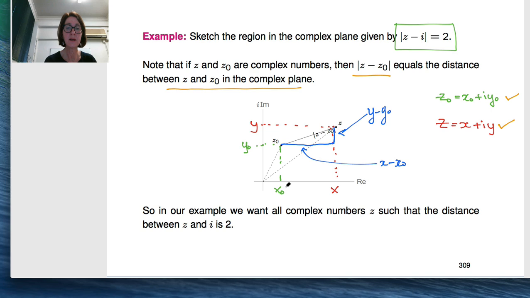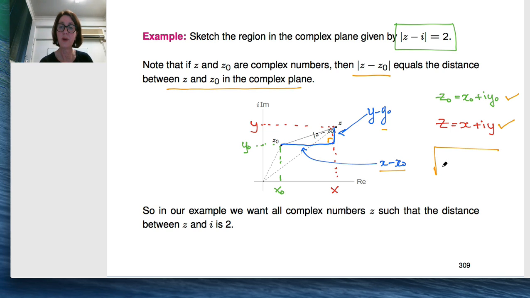So z naught has real part x naught and imaginary part y naught, and z has real part x, imaginary part y. Then if I form this right-angled triangle, the length of this side is just x minus x naught, and the length of that side is y minus y naught. So the length of the hypotenuse is just the square root of (x minus x naught) squared plus (y minus y naught) squared.